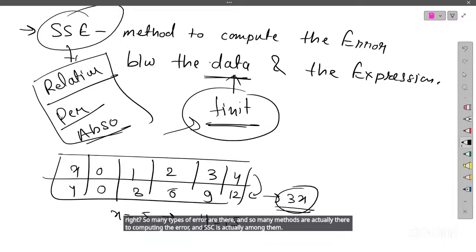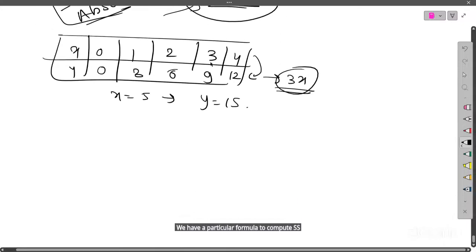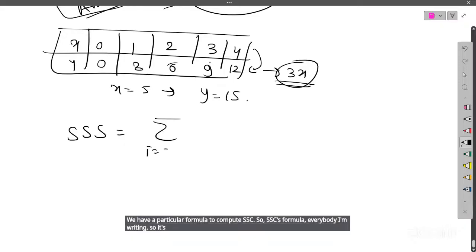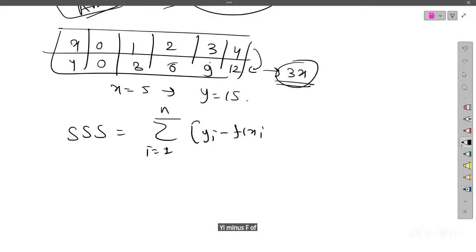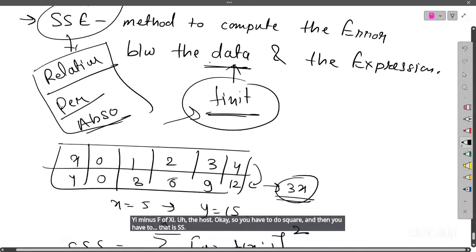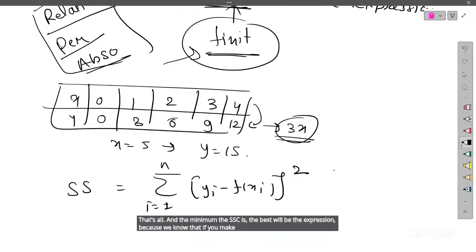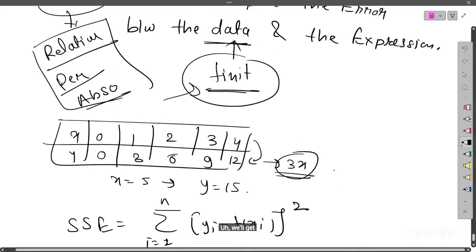We have a particular formula to compute SSE. Abbreviated, I'm writing it: it's simply the sum from i equals 1 to n of (yi minus f of xi) the whole squared. So you have to do the square and then sum, that is SSE. That's all. The smaller the SSE is, the better the expression will be, because if we make less error, we get a good expression.